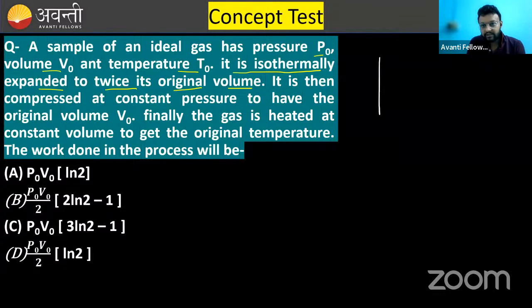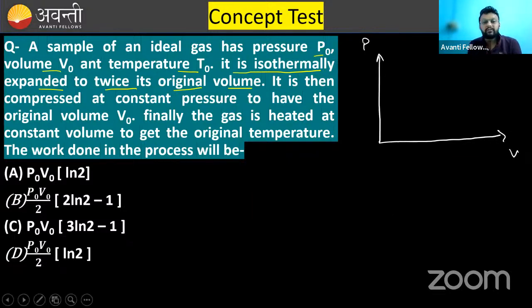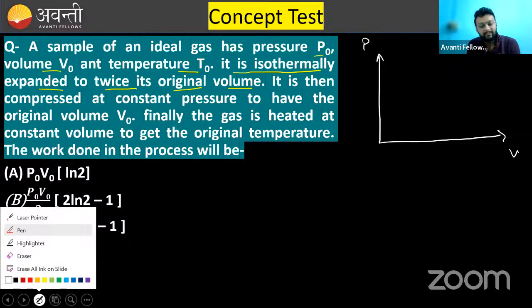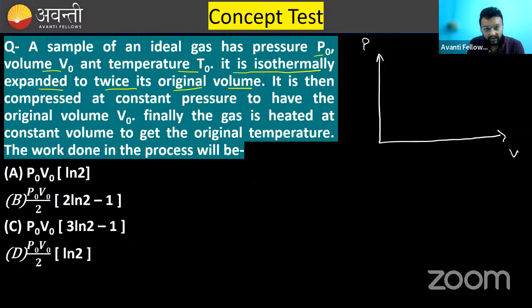I am just roughly drawing a PV diagram. This is pressure, this is volume. So that we can remember the things. Are you getting my point? So I will draw a PV diagram which will help me in remembering the things. That's why I'm drawing it. It says it is isothermally expanded. So isothermal expansion should look like that. That's what we know, that this is isothermal expansion.